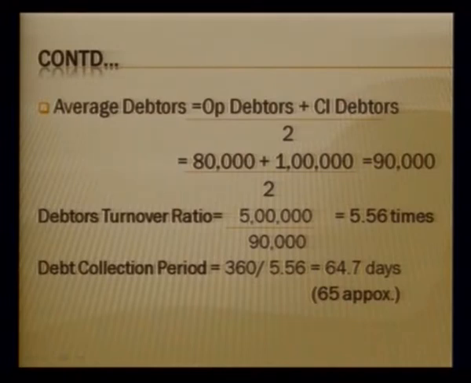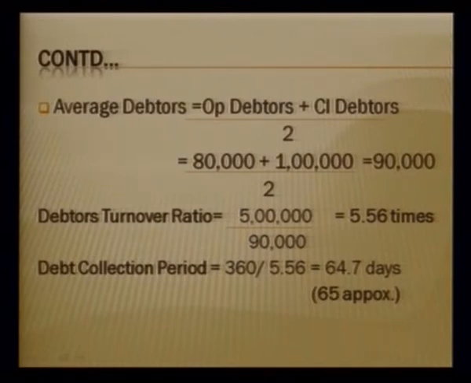So the debtors turnover ratio would be the net credit sales, which is 5 lakhs, divided by 90,000, and it turns out to be 5.56 times, or approximately we can say 6 times. To compute the debt collection period, since the question itself says to assume the total days in a year to be 360, we take 360 upon 5.56, which gives us approximately 65 days.